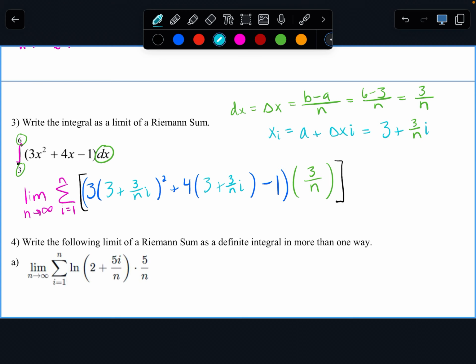Good. Questions? Wait, is it 3 over H or 3 over N? N. It's always N. Not really related to that part, but why is it always i equals 1?